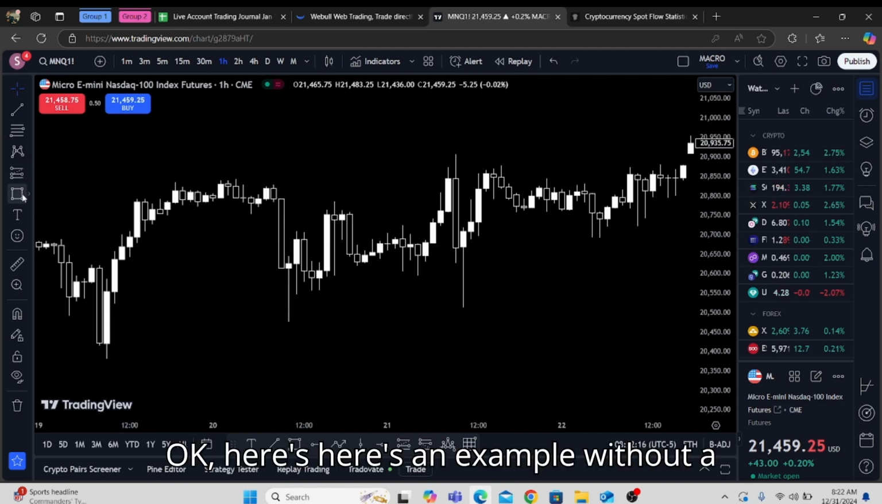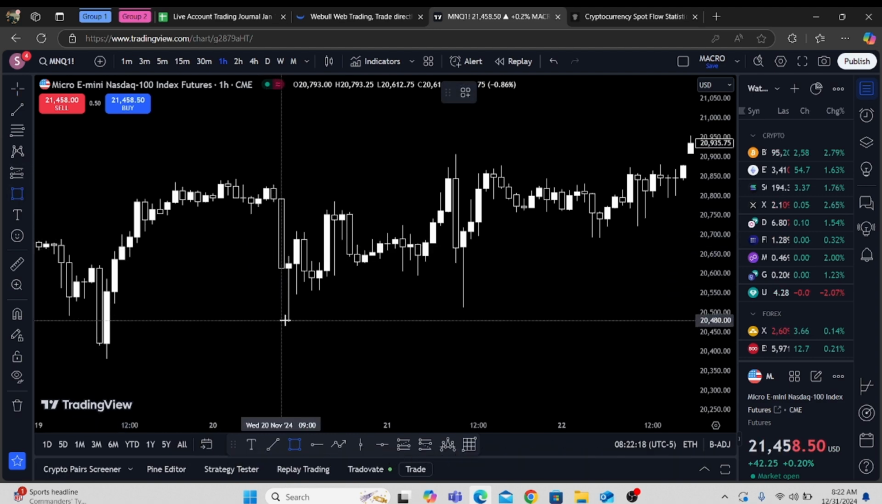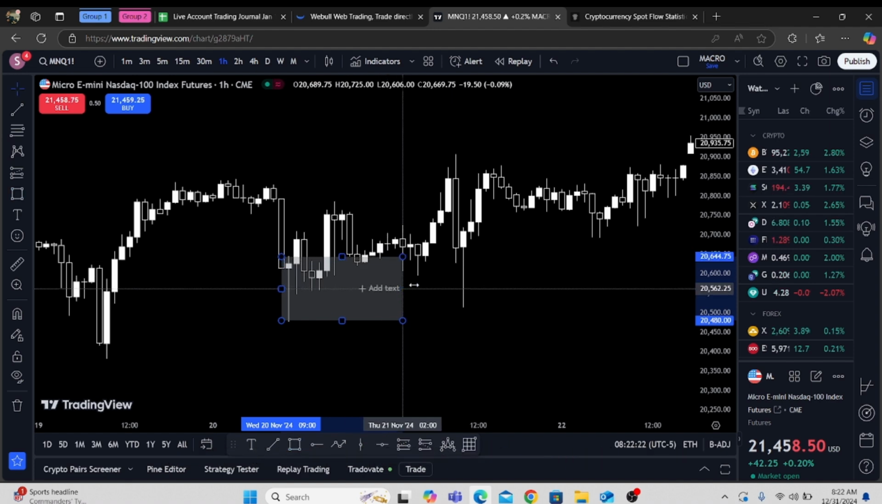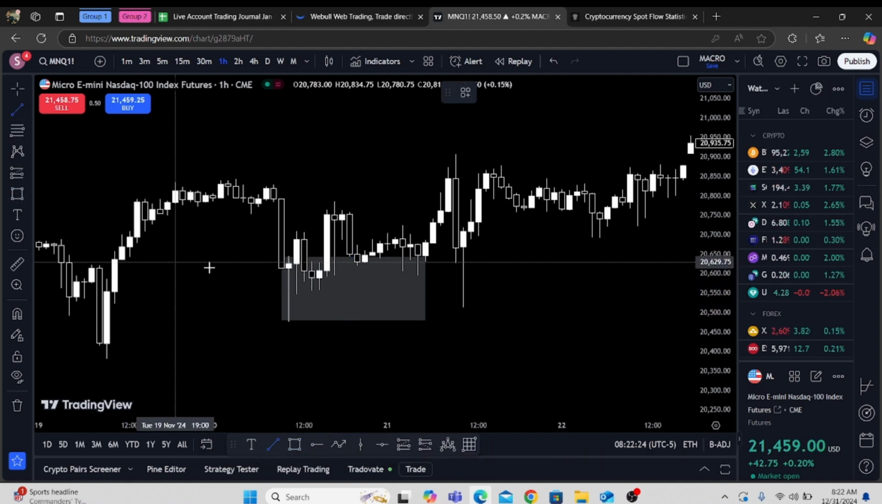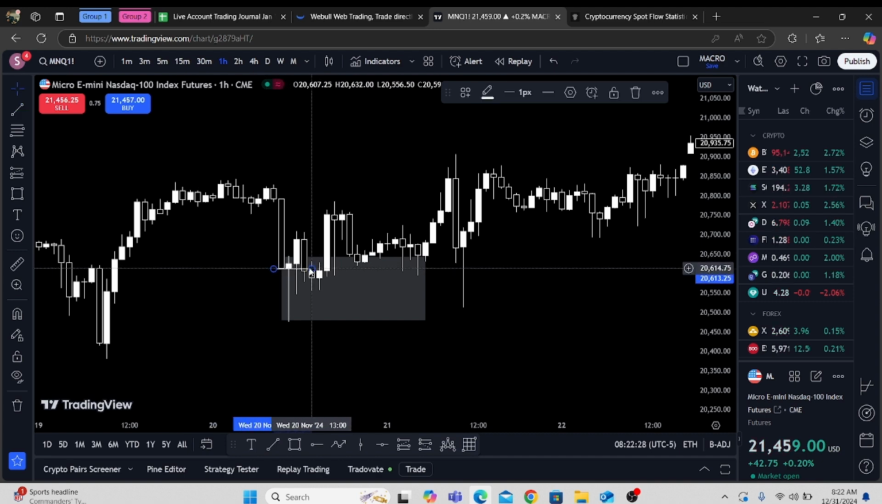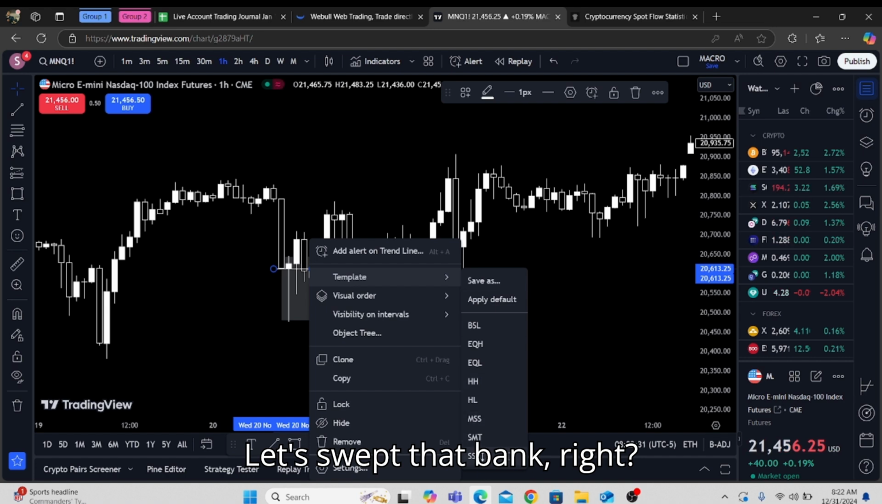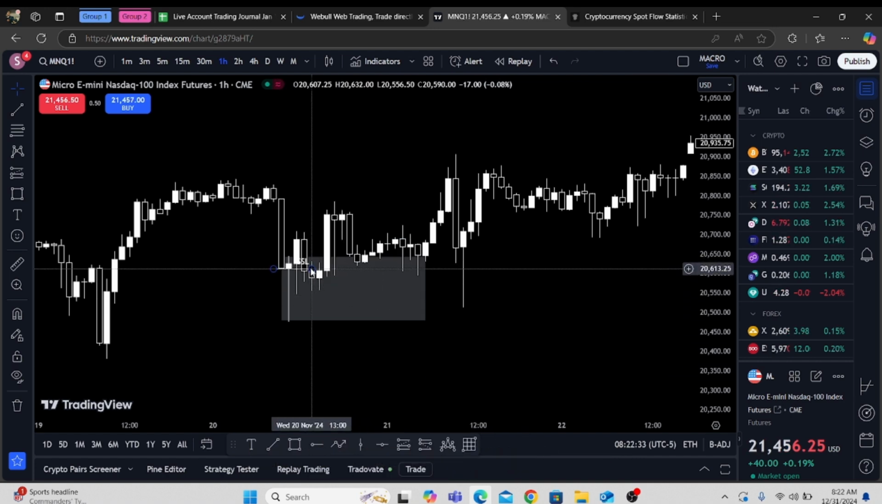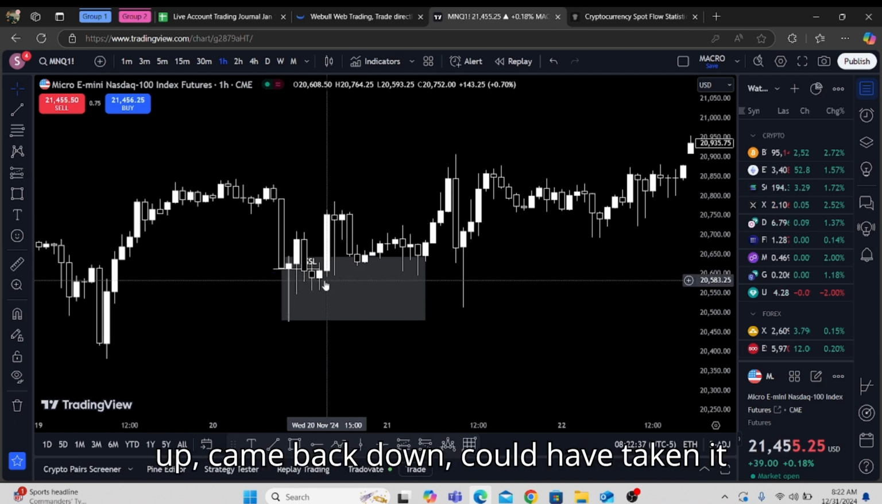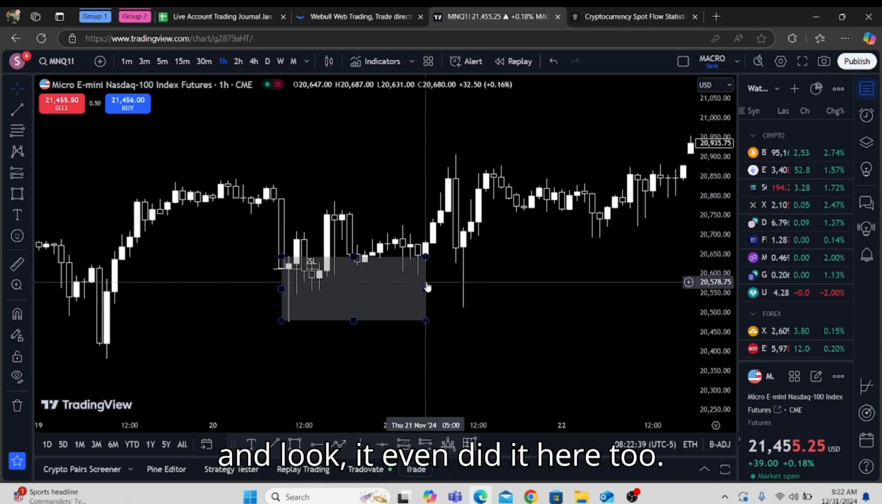Okay, here's an example without a fair value gap. This would be considered an order block. Let's swap that. Bang. Right? So cha-ching. That's an order block. Came up, came back down. Could have taken it. And look, it even did it here too.